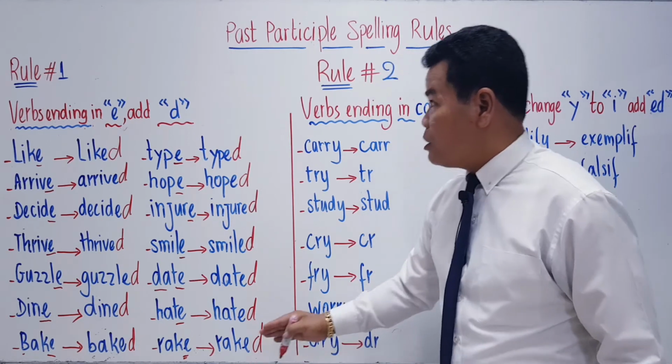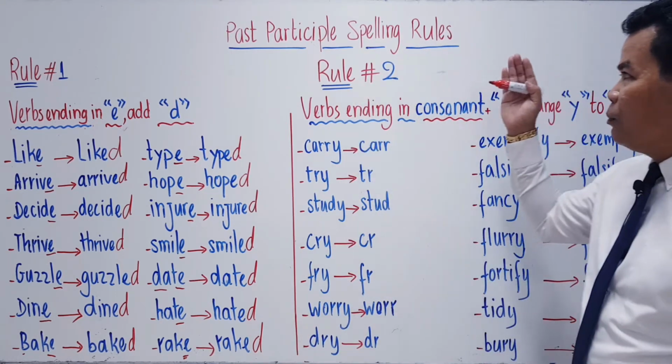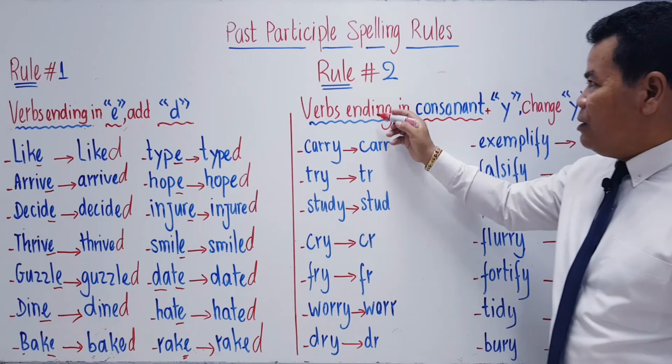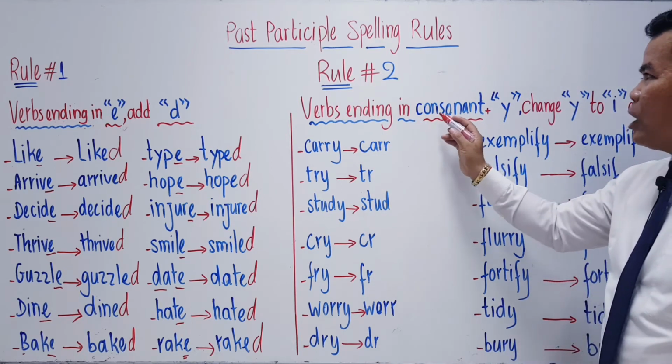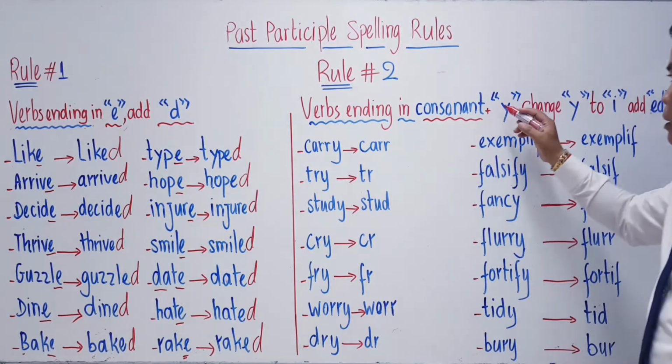Okay? So let's go to rule number 2. Verbs ending in consonant plus Y.